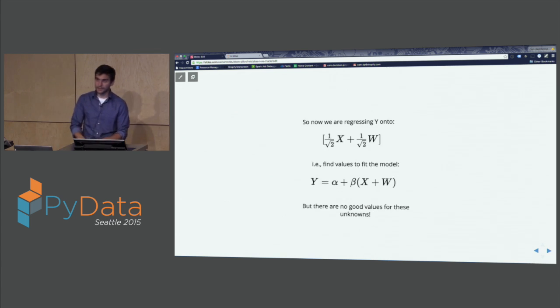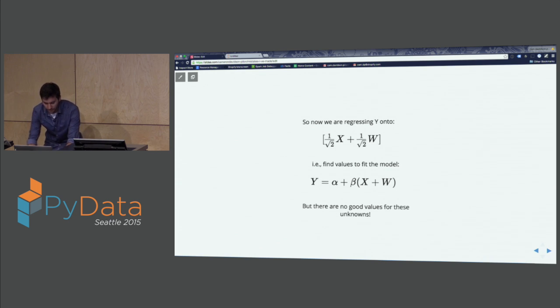And now we are regressing y onto this new column vector, which is 1 over root 2 x plus 1 over root 2 w. So now I want to find values alpha, beta such that y equals alpha plus beta times (x plus w) is a good fit. But there are no good values for that. Recall that y is equal to x minus w, so you can't find a good alpha and beta that really solve that.